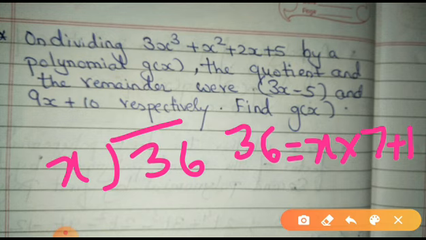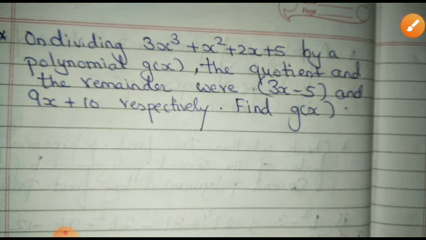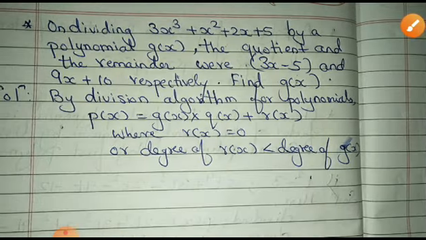So I have just substituted in the division algorithm. Is it 36 equal to 7x plus 1? I have to find the value of x. So 35 is equal to 7x. That means x will be 35 divided by 7, which is equal to 5. So my divisor should be equal to 5. The same thing we have to do for the polynomials.